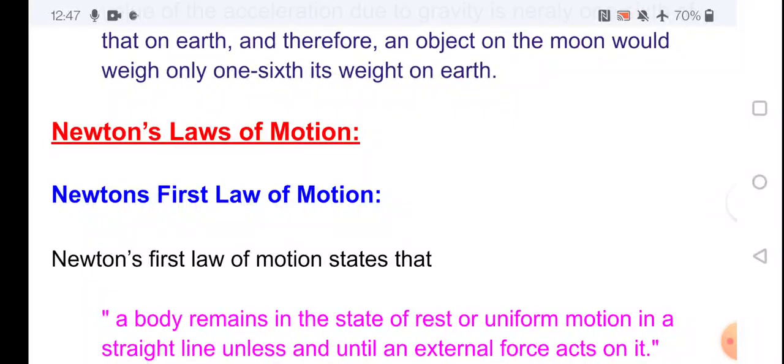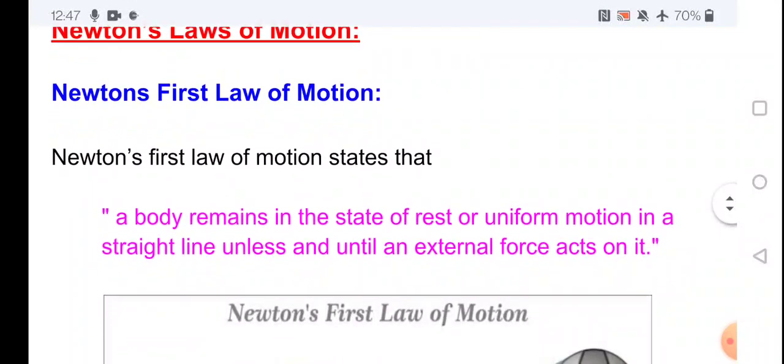Now we will study Newton's laws of motion. Newton's first law of motion states that a body remains in the state of rest or uniform motion in a straight line unless and until an external force acts on it.